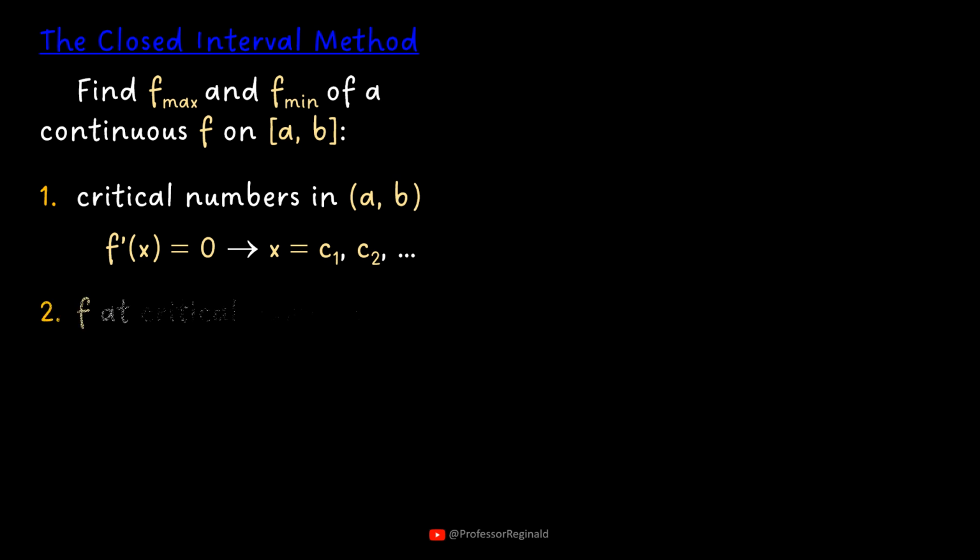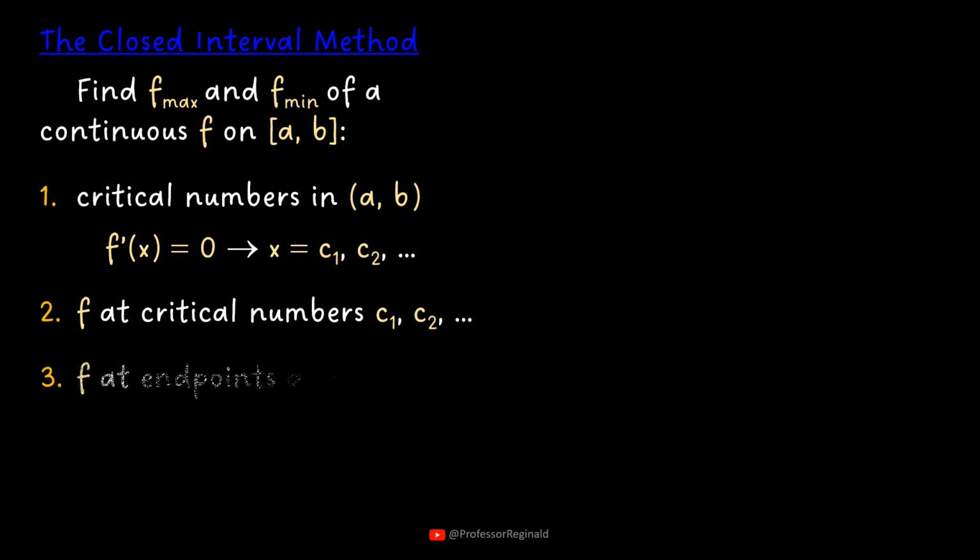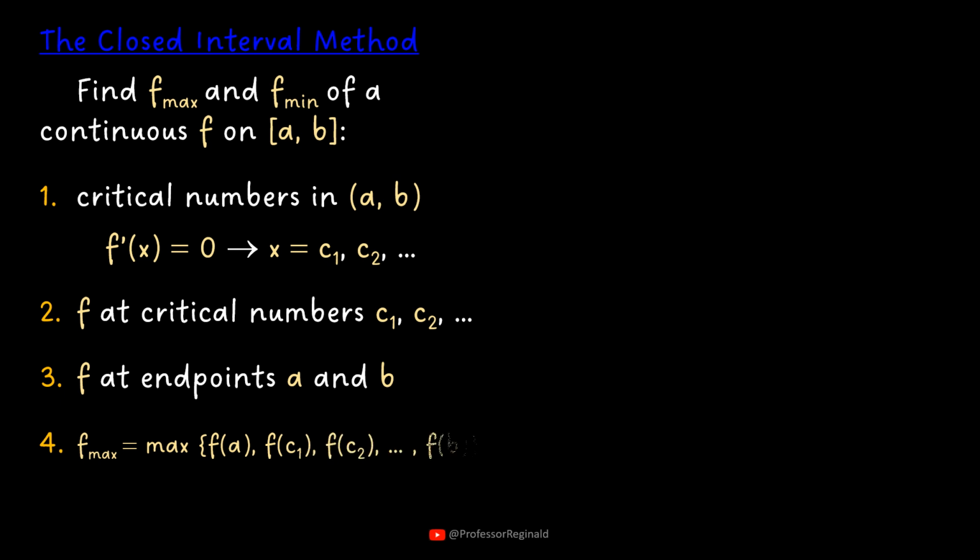Second, compute the value of the function at the critical numbers. Third, compute the value of the function at the endpoints. Fourth, the absolute maximum is the highest among the computed values, while the absolute minimum is the lowest among the computed values.